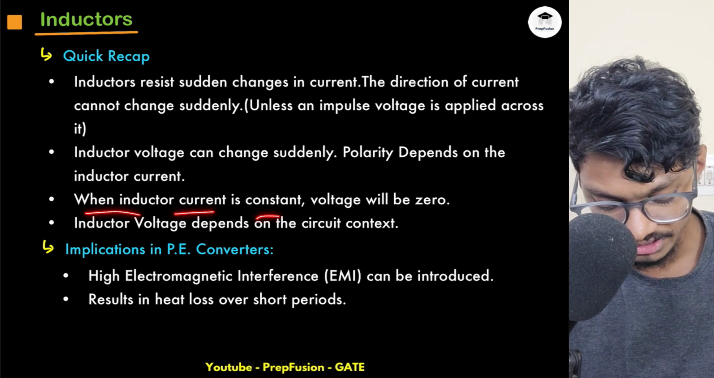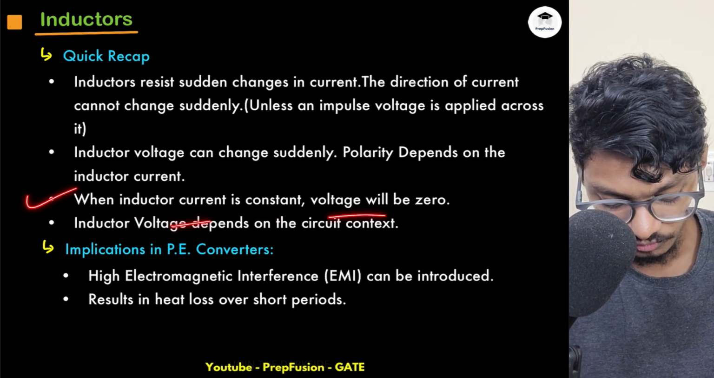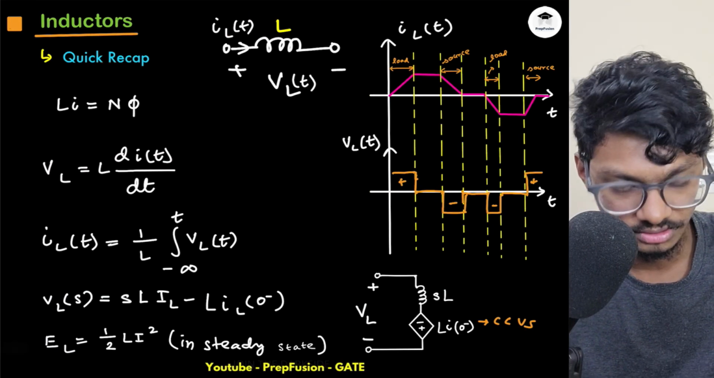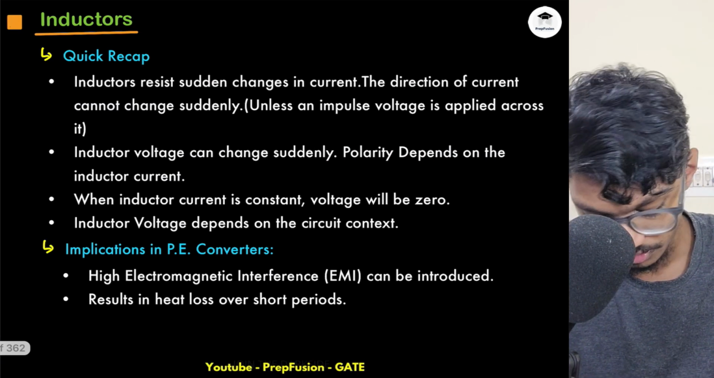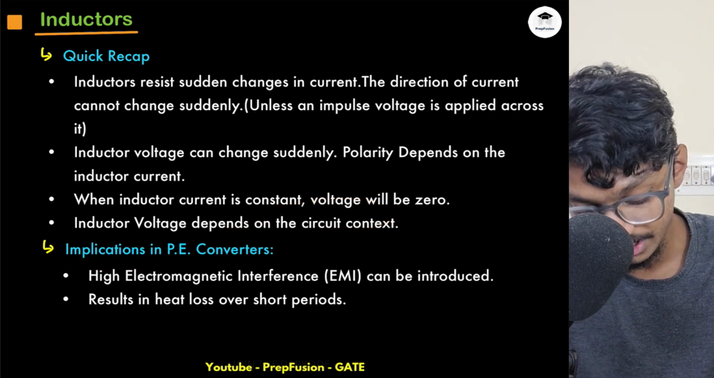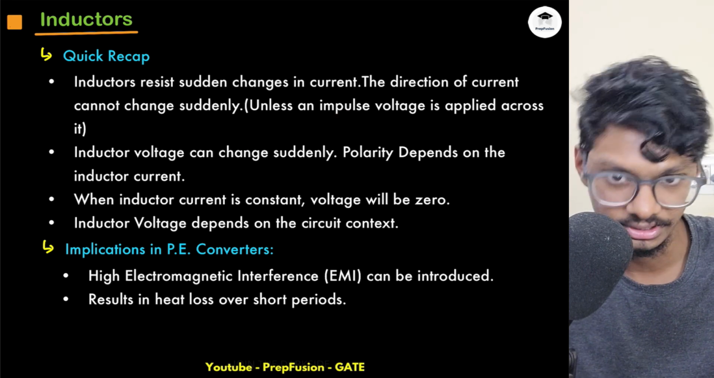Okay, when inductor current is constant, voltage will be 0. So like you can see, the current is not changing, so it has reached steady state. Hence the voltage has gone to 0. Now inductor voltage depends on the circuit context, but inductor current depends on the inductor as well, unless an impulse voltage is applied, then the inductor current can change.